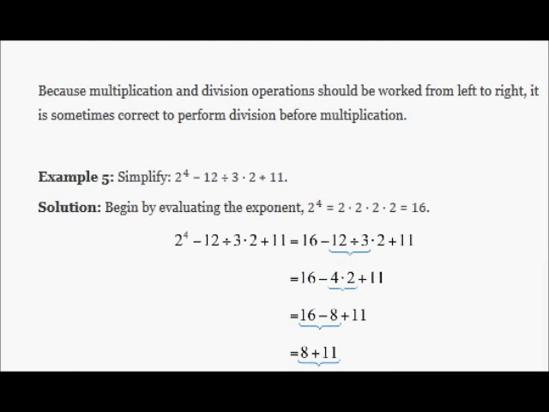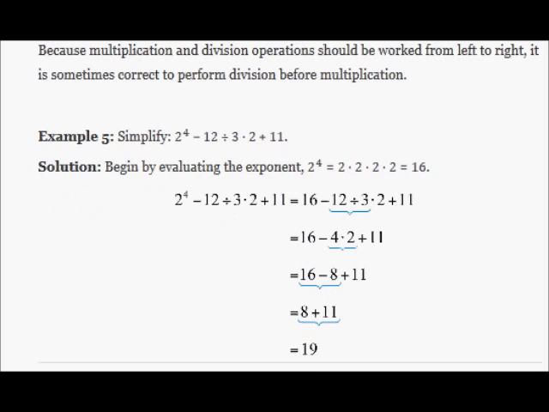And sometimes you'll want to do division before multiplication if division is to the left. So here again we're going through our order of operations, PEMDAS. P, parentheses. Do we have any parentheses, brackets, braces, fraction bar? No, none of that. We do have an exponent. 2 to the power 4 is 2 times 2 times 2 times 2, which is 4 times 4, which is 16.